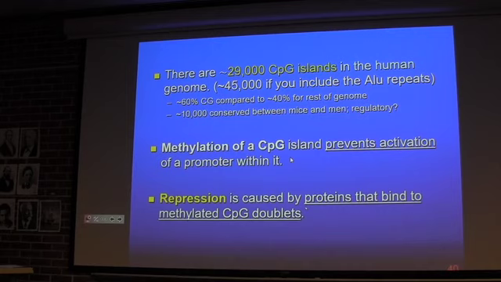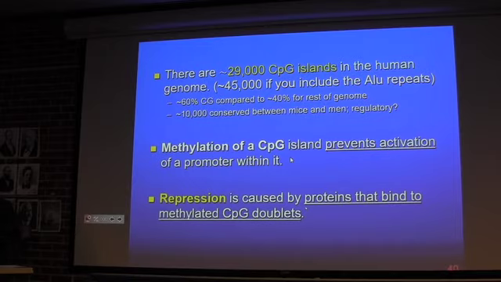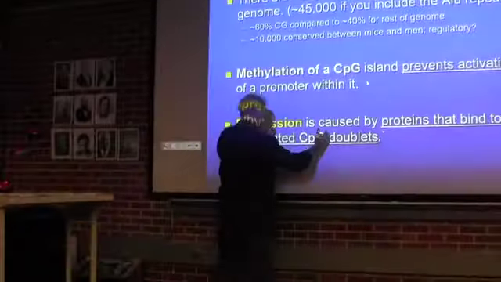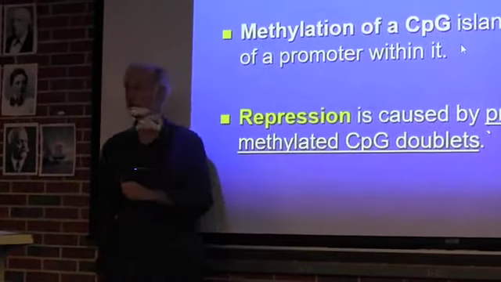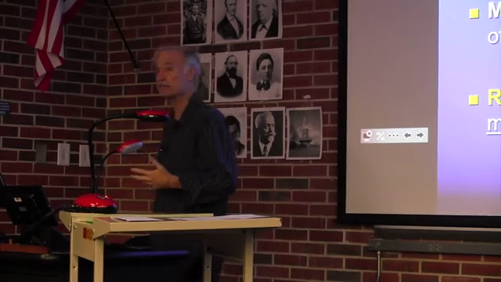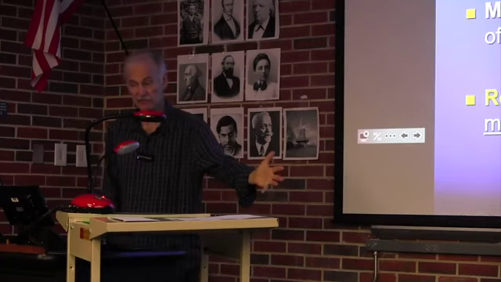Repression is caused by proteins that bind to the methylated CpG doublet. So the methylation of the C in the CpG doublet acts at two levels. One, if this is in the middle of a transactivator binding site, it usually prevents the transactivator from binding there. On top of that, there are control proteins which specifically bind to a methylated CpG doublet. And those proteins attract complexes that shut down the gene. So you prevent activation, and then you recruit things that actively try to repress.